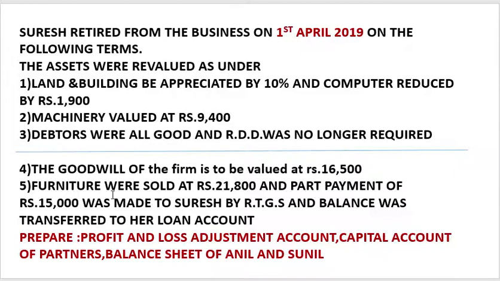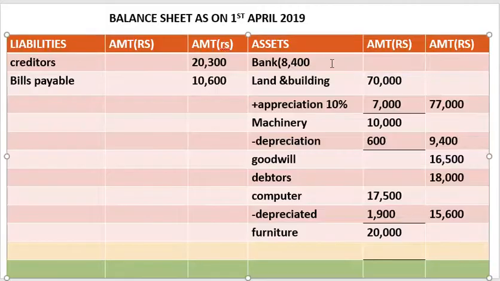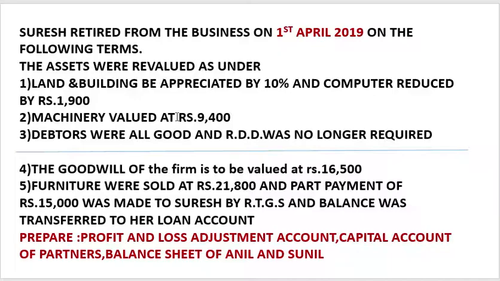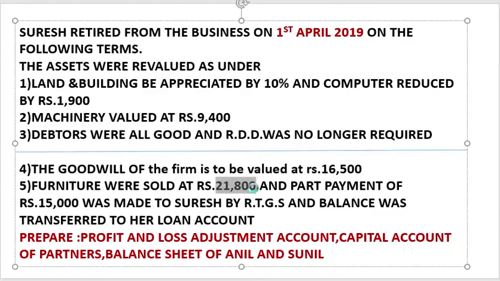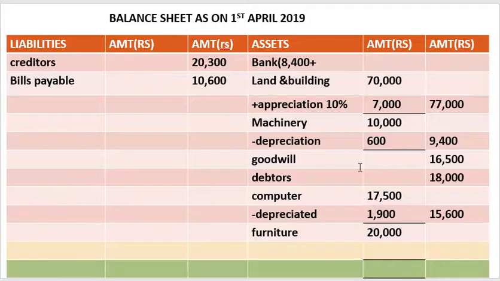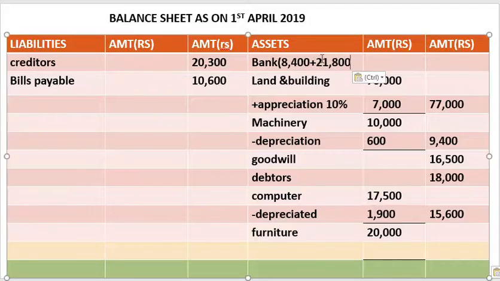Okay. Next, furniture was sold at rupees 21,800. It means now it is gone. We cannot post it in the new balance sheet because at present it is not there. So what we will do, we have got cash against this furniture. So we will put this 21,800 in our bank account. Okay, plus how much? It's over here, 21,800. Okay, so this will go over here, 21,800.